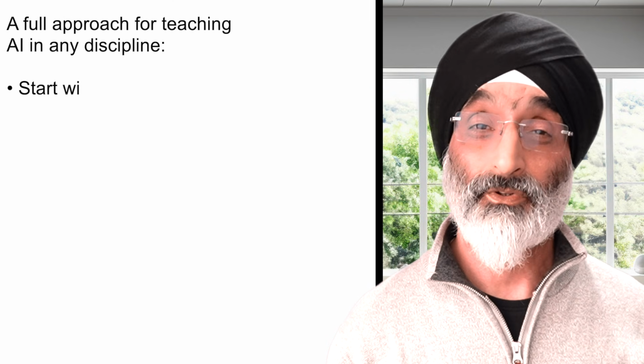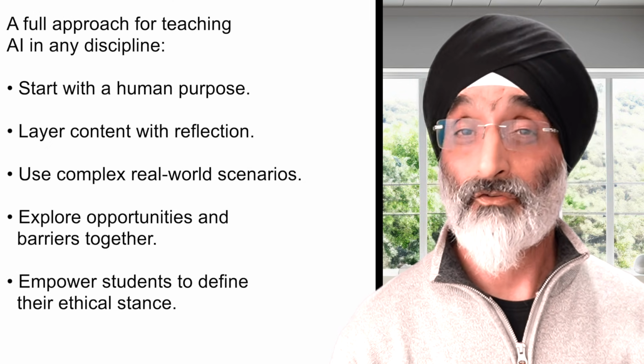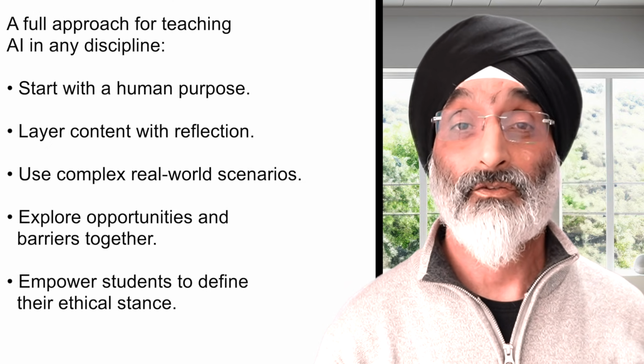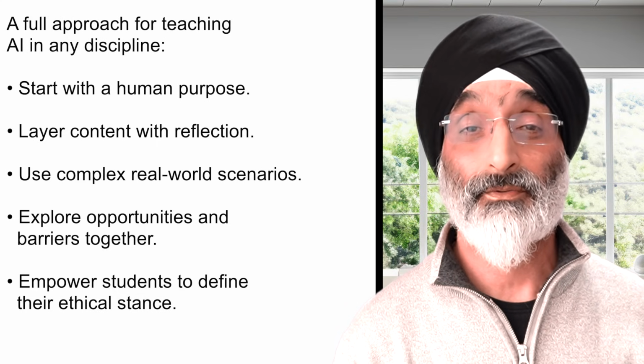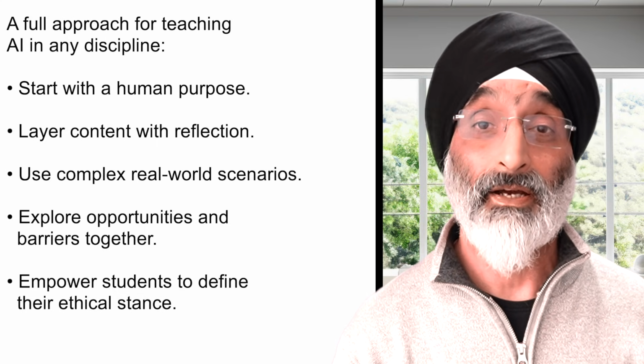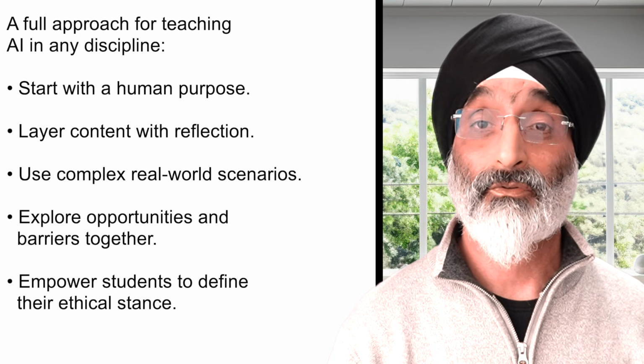So here's the full approach for teaching AI in any discipline. Start with a human purpose, layer content with reflection, use complex real-world scenarios, explore opportunities and barriers together, empower students to define their ethical stance. If you want students to think deeply, critically and relationally about AI, this method will help you teach with clarity, confidence and impact.